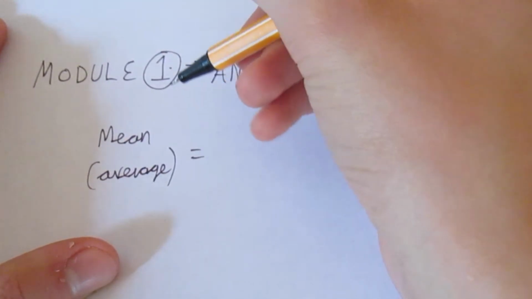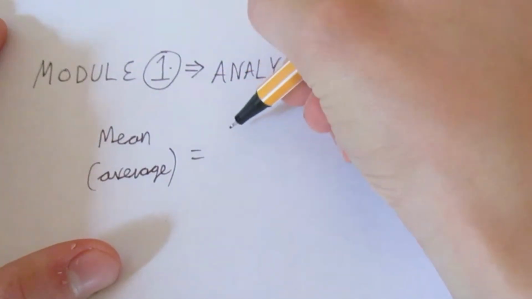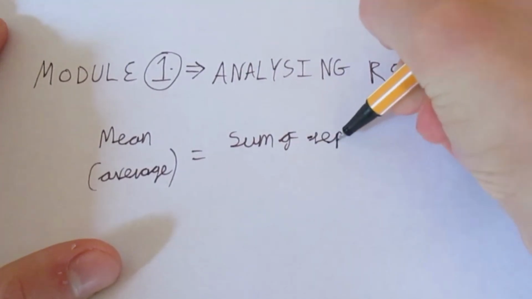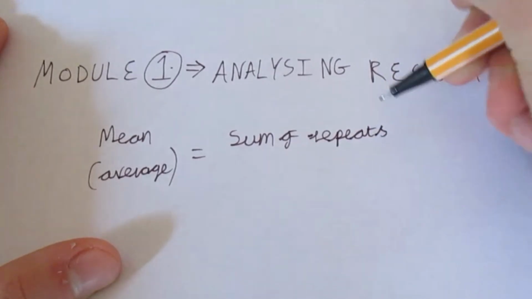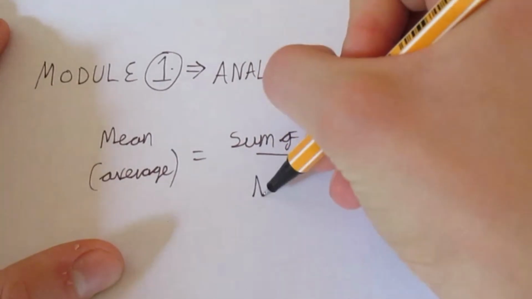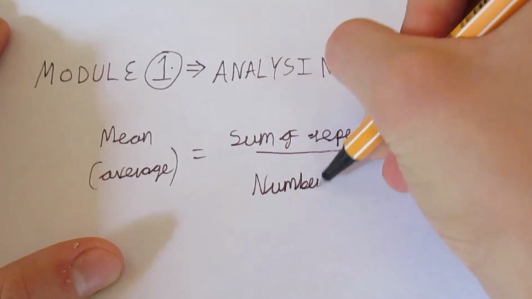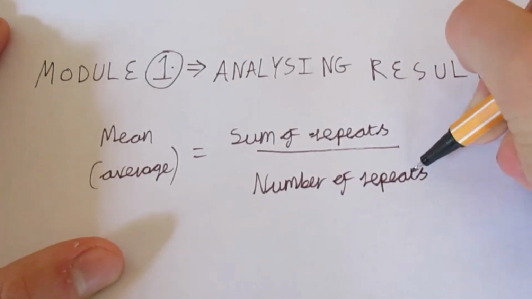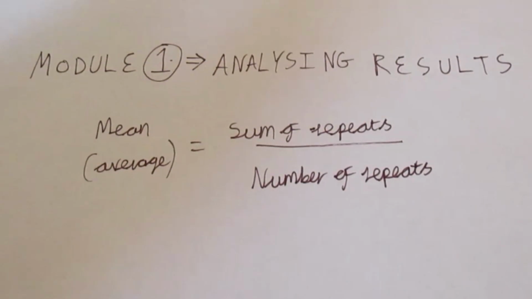The mean (average) is the sum of repeated measurements, if we're talking about repeats in an experiment, over the number of repeats. We all know what the mean is. It increases the accuracy because it reduces the chance of random error. I talked about that in my last video.